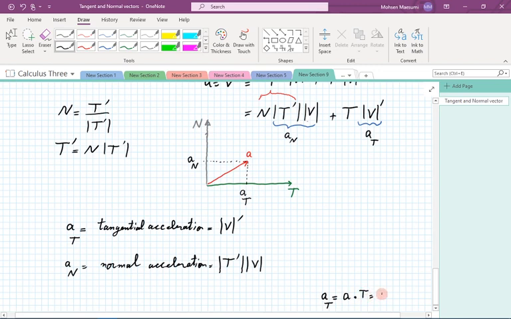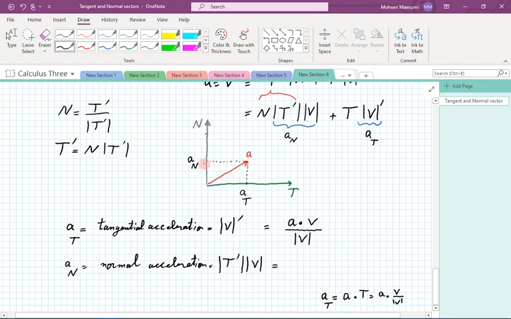Well, what was T? T was V over absolute value of V. So here's a more practical way of calculating this thing. Calculate your acceleration, calculate your velocity, dot the two of them, divide by speed. That will do it. For A sub N, we have a simple formula as well. Let me write it and then I explain it shortly below.